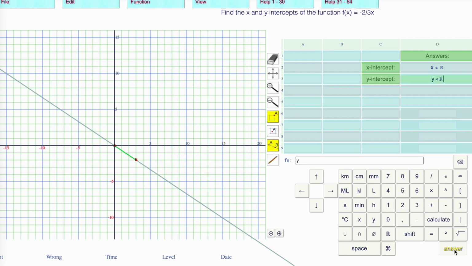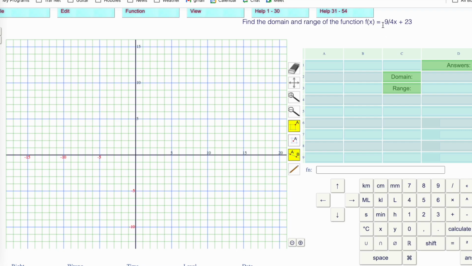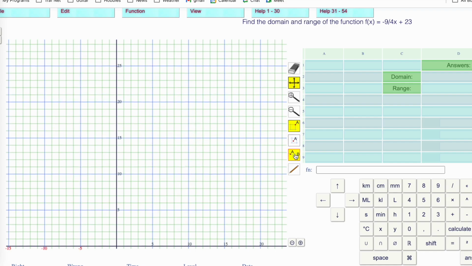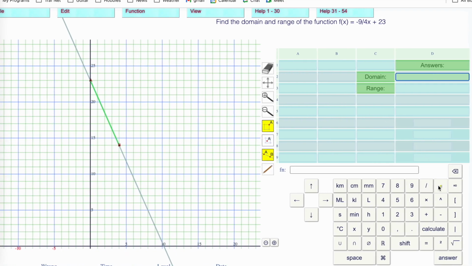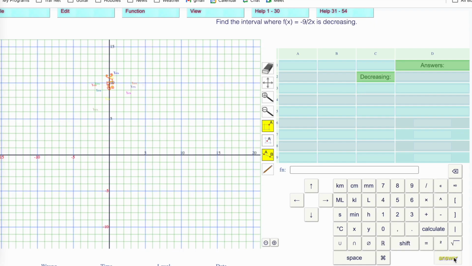Find the domain and range of the function f of x is equal to negative 9 over 4 x plus 23. The y-intercept, or the initial value, is 23. And the slope is negative 9 over 4. We move over 4, then down 9. The domain, we can see that the lowest x value, it's going to keep on going this way forever. As we go backwards along the x, notice it's getting higher and higher. It's going from negative infinity to positive infinity. We're just going to say x is a member of all the real numbers. And then same for the y, the lowest value for the y is negative infinity. The highest value for the y is positive infinity. Y is also a member of the reals. And then we press answer to see if we're right.